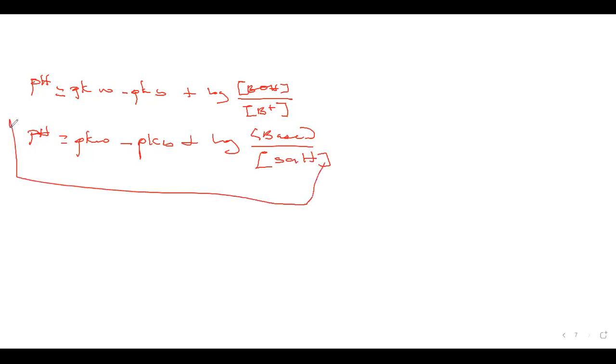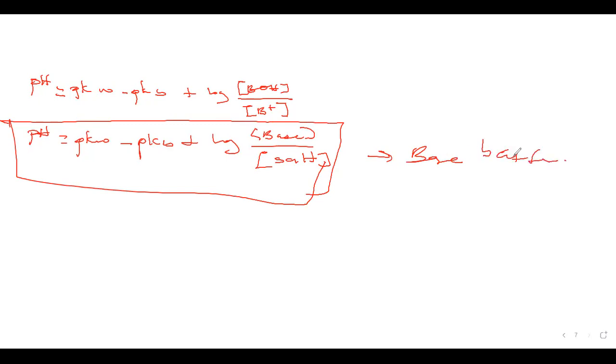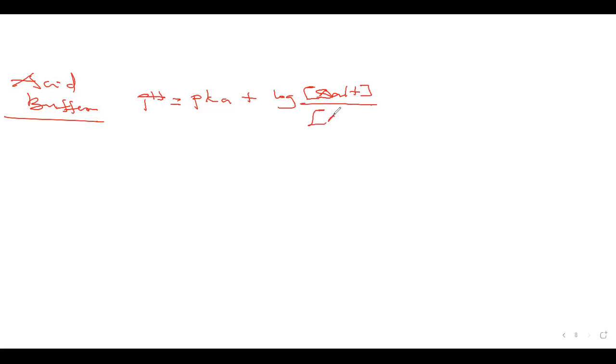This is what I have for the Henderson-Hasselbalch equation for a base buffer. So in summary, we are saying that for an acid buffer, our pH is equal to pKa plus the log of the concentration of the salt divided by the concentration of the acid.